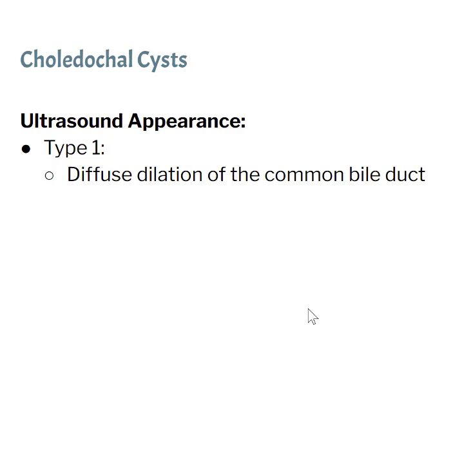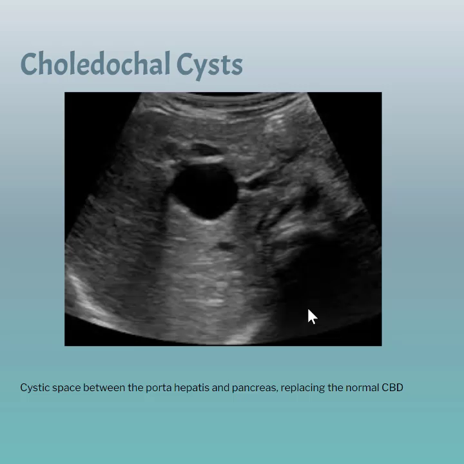So let's take a look at what type 1 looks like, since it is the most common variant. And remember, this is diffuse dilation of the common bile duct. So here we have the liver and the pancreas head, and in between we have a large cystic space. We would not be able to find a common bile duct because this is the common bile duct.